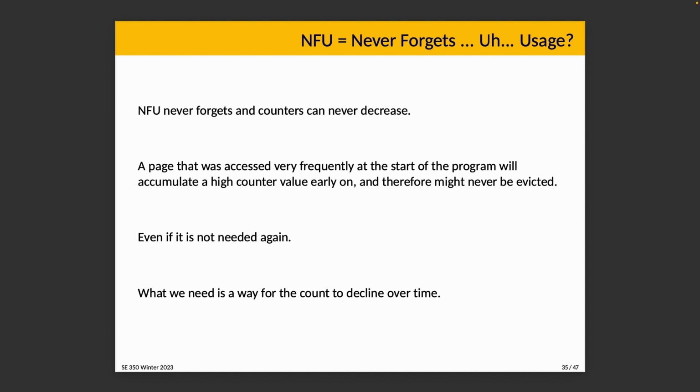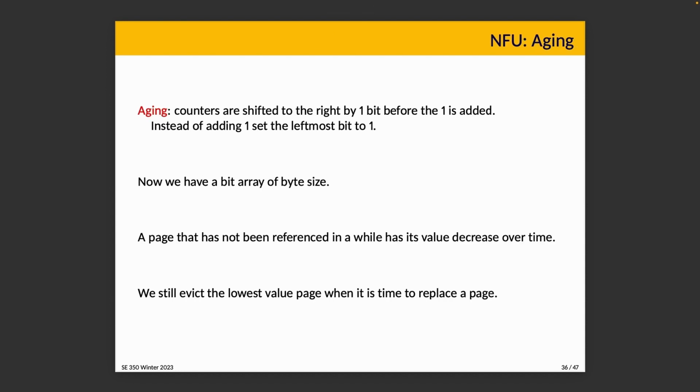So what we actually need is a way for the count to decline over time. And the solution is called aging. And aging says counters are shifted to the right by 1 bit before the 1 is added. Instead of adding, we just set the leftmost bit to 1. So now we have a bit array of byte size, and a page that has not been referenced in a while has its value decrease over time.